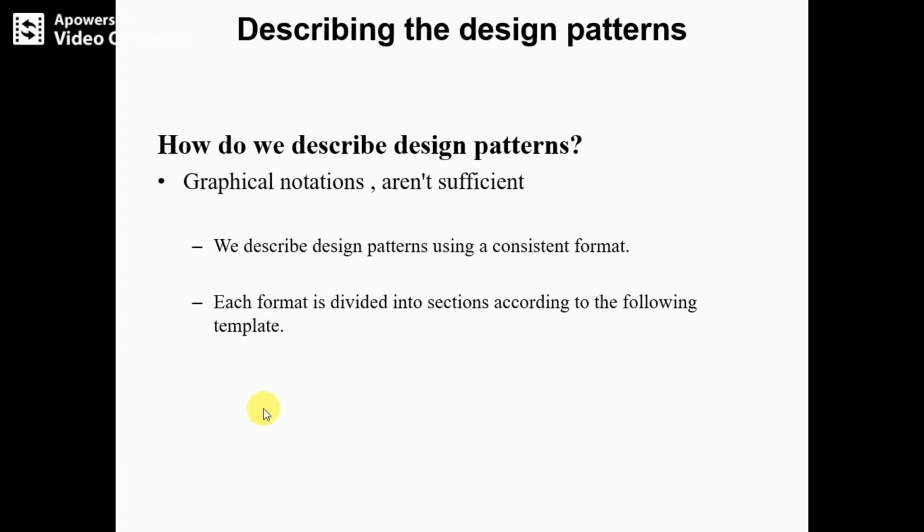The first one is pattern name and classification. The pattern name always conveys the essence of the pattern, a particular object-oriented design part. Similarly, classification also reflects the particular scale. Intent: a short statement that answers the following questions. Intent is nothing but purpose. For what purpose are we going to use the particular design pattern?